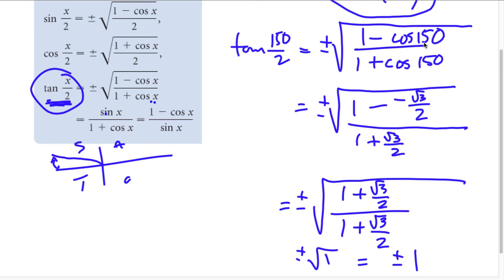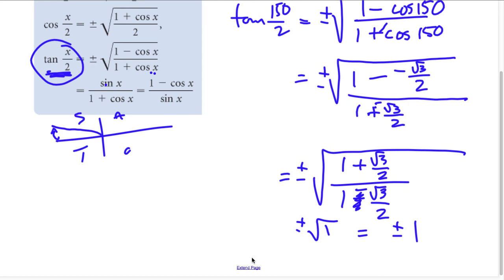I think I must have done something wrong in there, because it shouldn't. Oh, this is what I did wrong right there. This cos of 150 right there should have been a negative root 3 over 2. So this one right here should be a negative root 3 over 2. That's what I did wrong. It's always good to find little mistakes like that when you're recording a video.